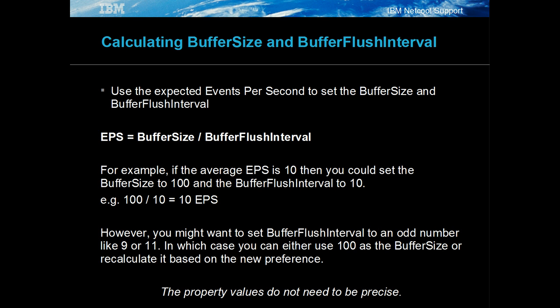When the EPS is logged, the normal EPS can be determined. This can then be used to set the buffer properties. For example, if the probe runs at 10 events per second normally, you can set the buffer size to 100 and flush the buffer every 10 seconds.